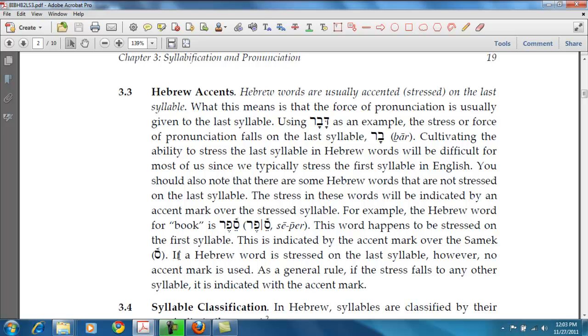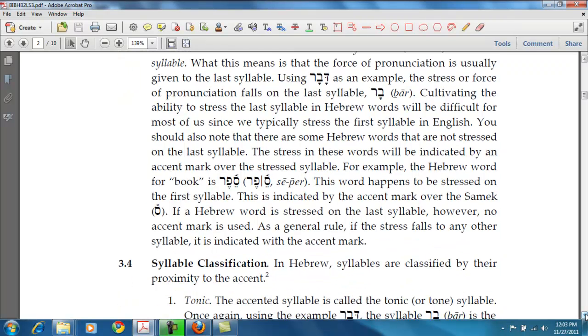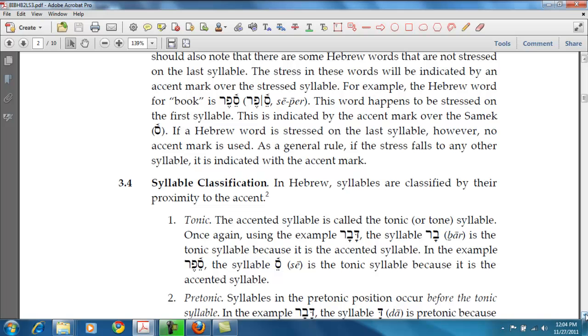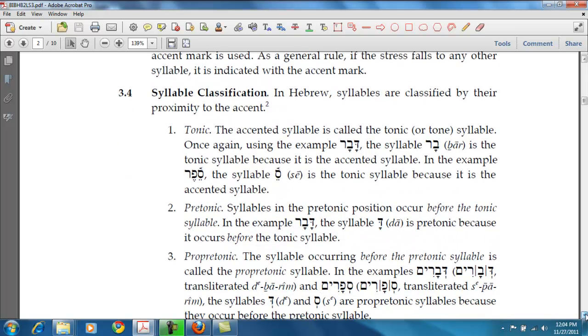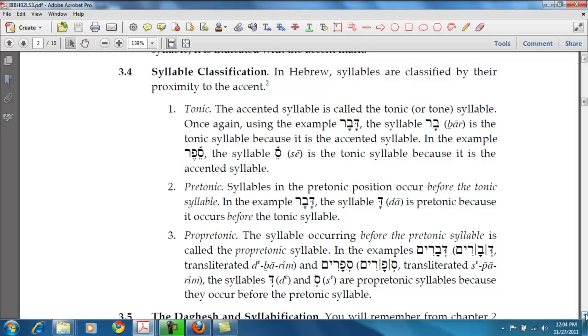If a Hebrew word is stressed on the last syllable, however, no accent mark is used, and as a general rule, if the stress falls on any other syllable, it's indicated with an accent mark. So mainly just go with it. The majority of the time, it's going to be on the last syllable, unless it's marked. Now let's break up these syllable classifications based upon the accent marks.